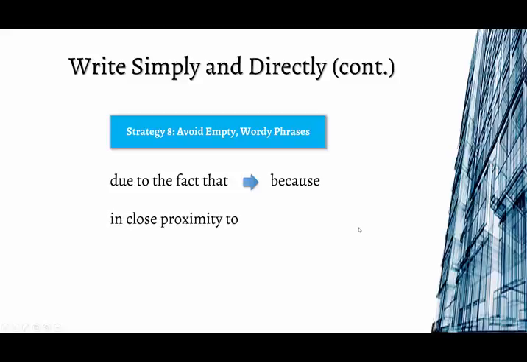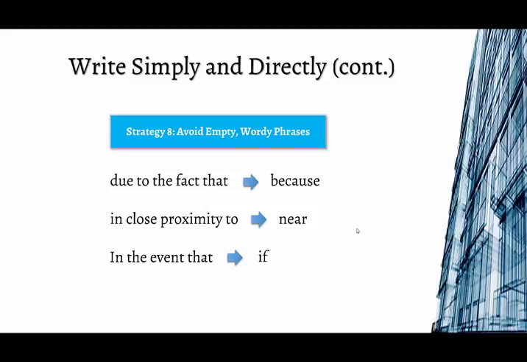"In close proximity to," we can just say "near." "In the event that," we can just say "if," in most cases. And again, there are lists and lists of these. I'll upload a resource or two along with the video so you can check a few more out. But again, we're trying to make the most out of our space so that our readers have an easier time understanding our main ideas.